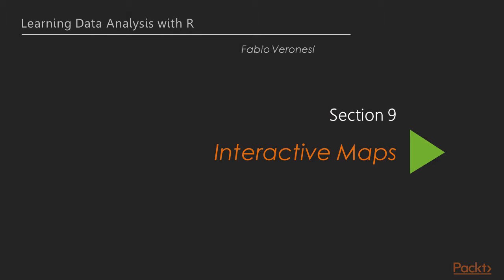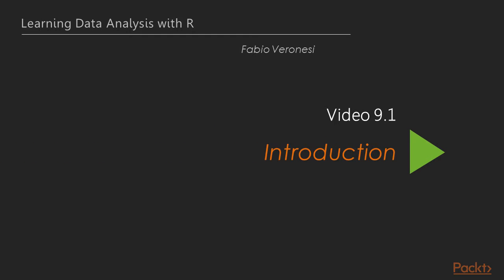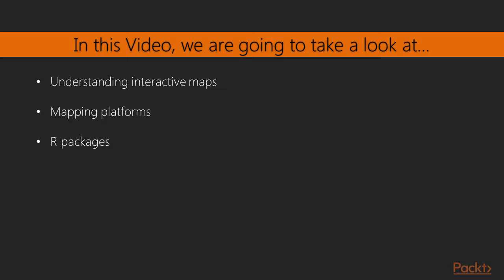Welcome to the first video of this section. In particular, we're going to understand the differences between static and interactive maps and look at the various platforms available for web mapping. Finally, we'll look at the R packages available to plot spatial data on WebGIS platforms.